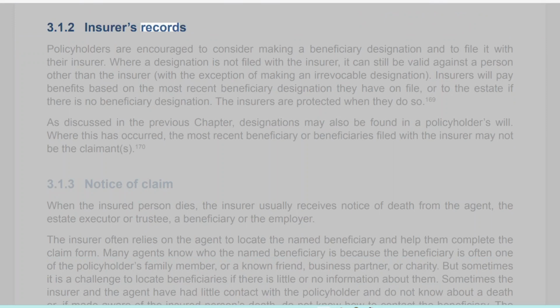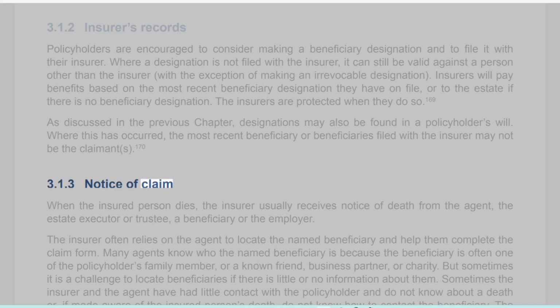3.1.2 Insurer's records. Policyholders are encouraged to consider making a beneficiary designation and to file it with their insurer. Where a designation is not filed with the insurer, it can still be valid against a person other than the insurer, with the exception of making an irrevocable designation. Insurers will pay benefits based on the most recent beneficiary designation they have on file, or to the estate if there is no beneficiary designation. The insurers are protected when they do so. As discussed in the previous chapter, designations may also be found in a policyholder's will. Where this has occurred, the most recent beneficiary or beneficiaries filed with the insurer may not be the claimant.